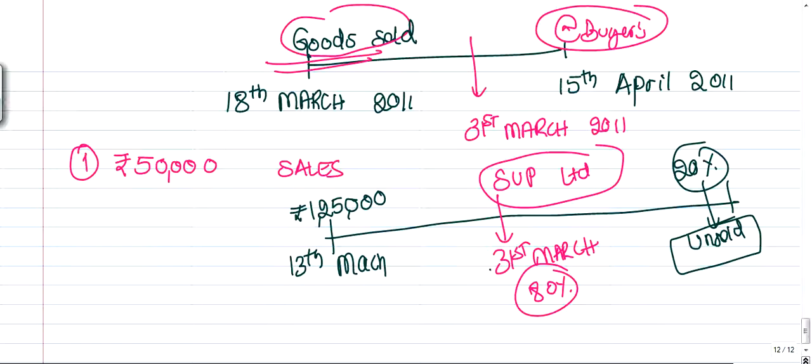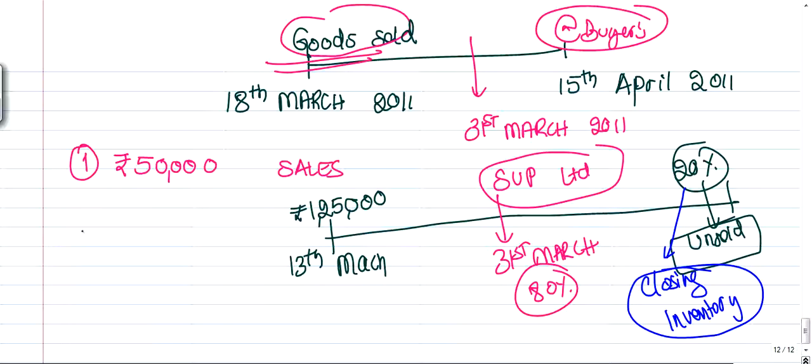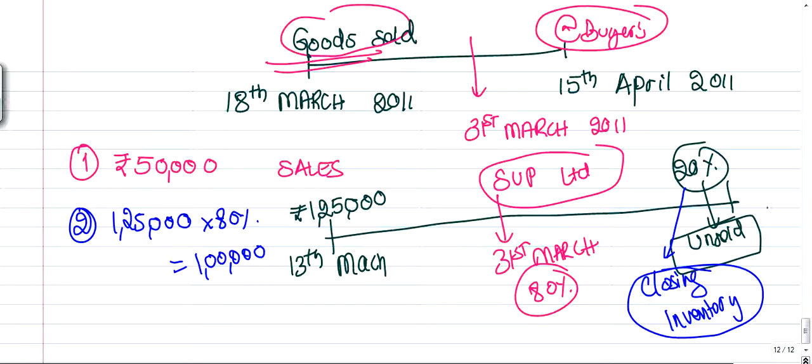So in case of consignment, only when the goods are sold by the agent will it be considered as a sale. The unsold portion cannot be considered as a sale. This will be considered as the closing stock or inventory of the principal or consignor. So only 1,25,000 into 80 percentage will be considered sales, that is rupees 1 lakh, because the risk and rewards are not transferred to a buyer. There is no buyer for the 20 percentage.